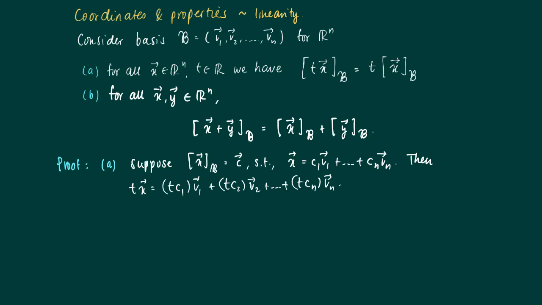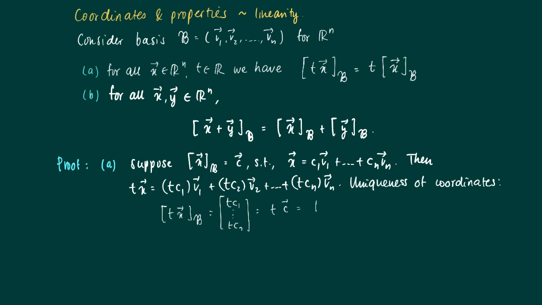We also know that the coordinates with respect to a basis are unique. So here we found the coordinates of t times x, which means that the coordinates of tx with respect to the basis beta are tc1 until tcn, which is actually t times c, which actually equals t times the coordinates of x with respect to beta.